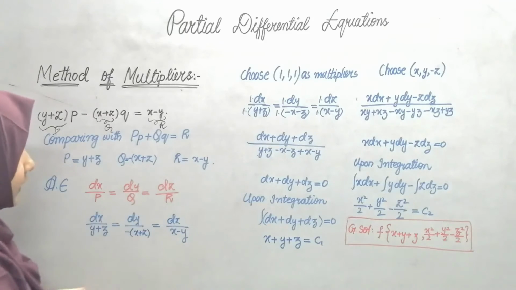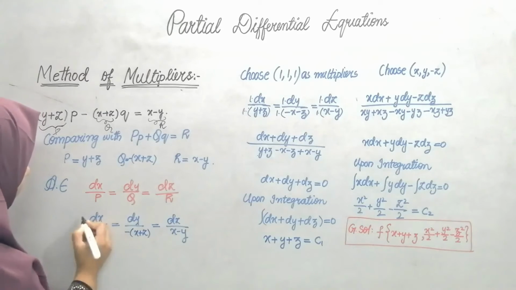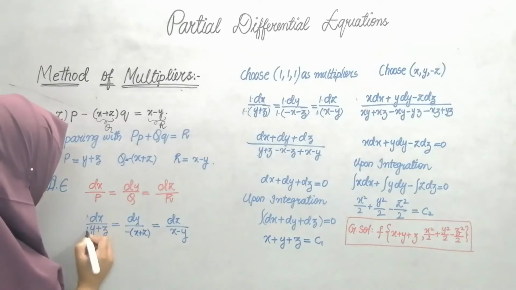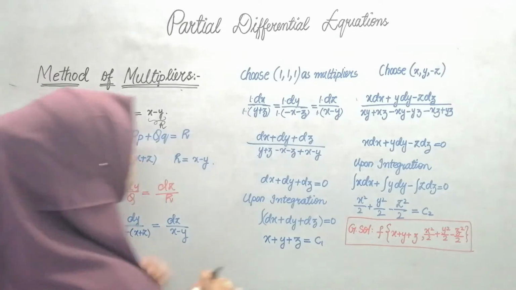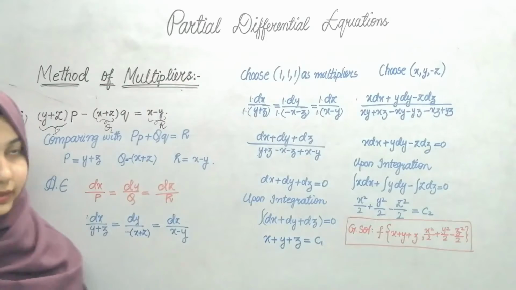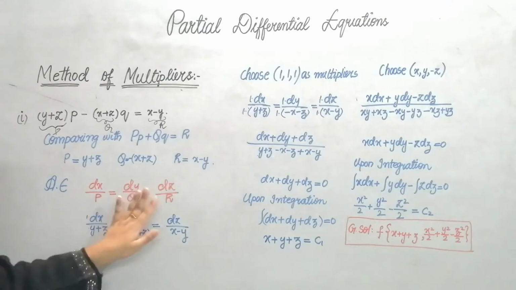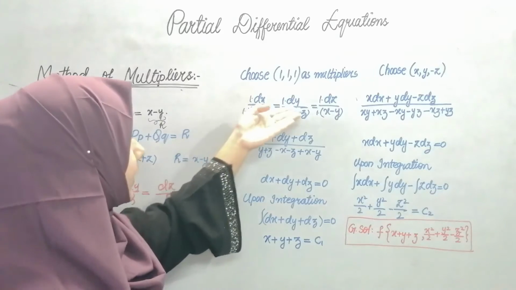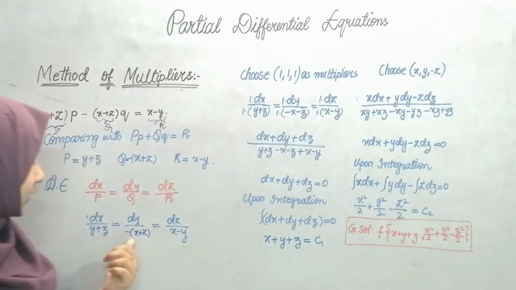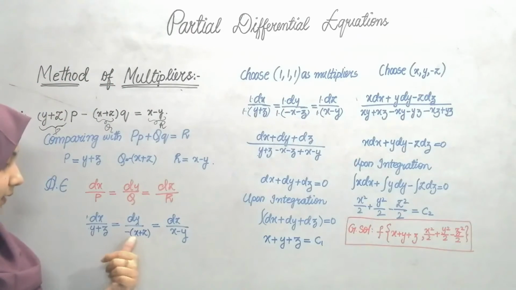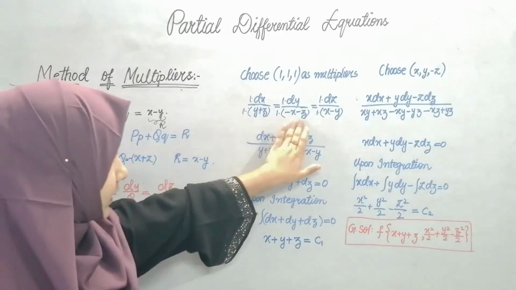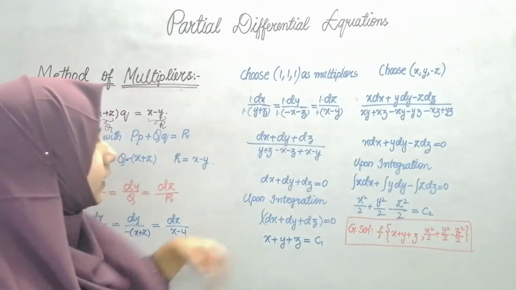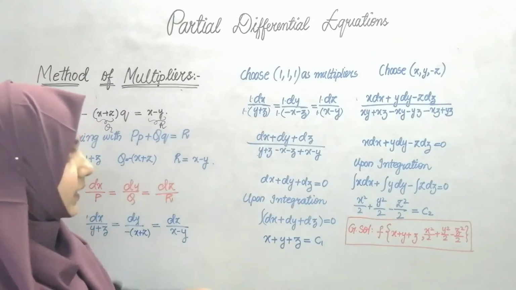As I need to multiply, I'll be multiplying with 1. I'm going to multiply all three with 1: this term with 1, this term with 1 and this term with 1. So what I'll get? 1 into dx by 1 into (y plus z), 1 into dy by, I'm multiplying this minus inside, so minus (x minus z), is equal to multiplying with 1, dz by (x minus y).